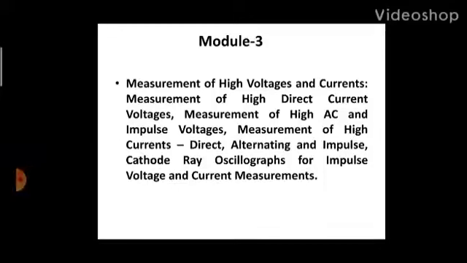So today we'll start with module 3, right? In module 2 we dealt with the generation of high voltages and currents. We saw HVDC voltages and currents, and the generation of impulses. Now that we have seen the generation, we want an instrument to measure the generated high voltage. How do we measure high voltages? We'll see it in module 3.